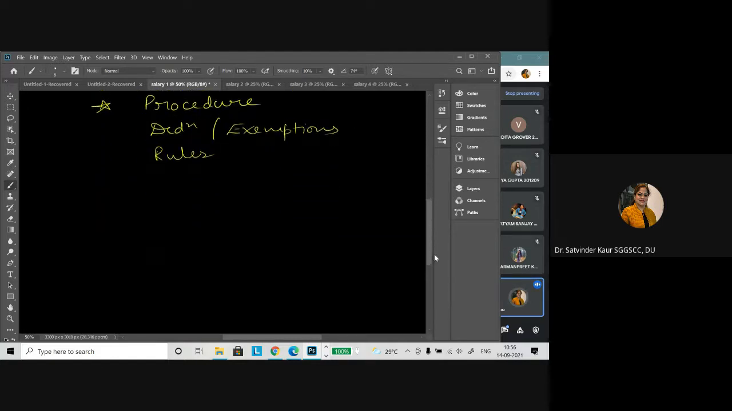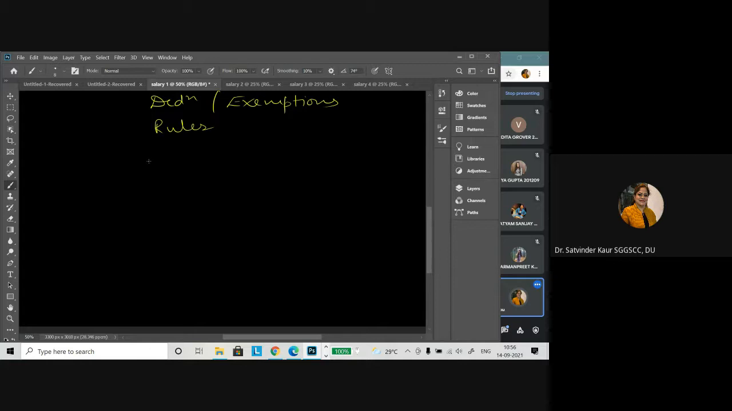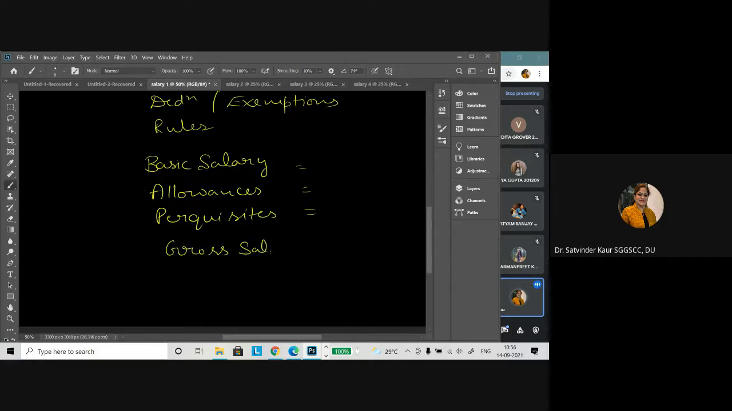When we talk about the computation of income under the head salary, we had already discussed that salary is divided into three major heads: basic salary, allowances, and perquisites. When these are totalled after computing all three, we arrive at the figure of gross salary. From the gross salary, deductions under section 16 are provided, and we arrive at the figure of income from salaries.